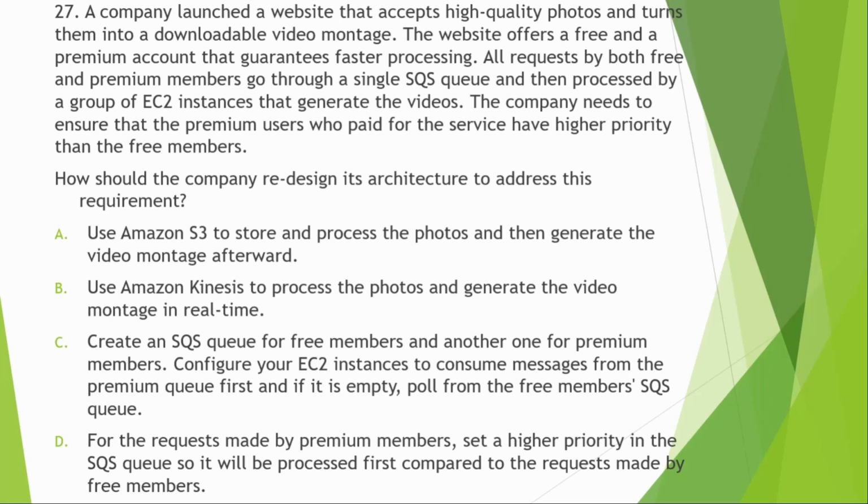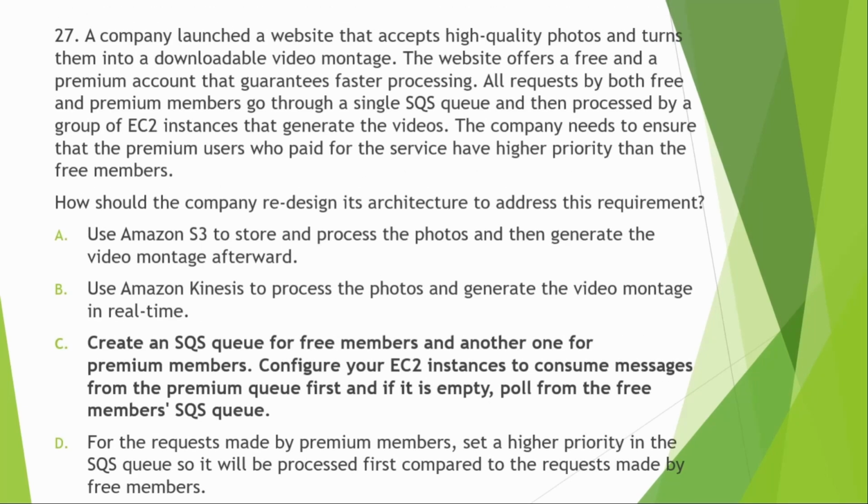Okay, and for the option where requests made by premium members are set a higher priority in the SQS queue, so they will be processed first compared to the requests made by free members, that is incorrect, as there is no way you can set a priority to individual items in the SQS queue. So the correct answer is that you will create two queues for this, one for free members, one for premium. Premium goes first, free queue goes second.